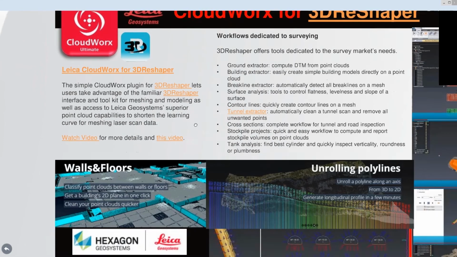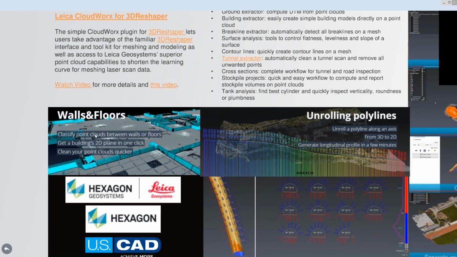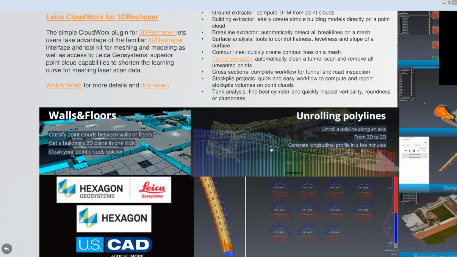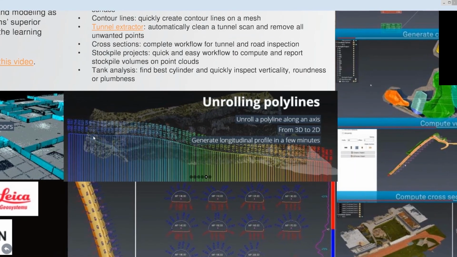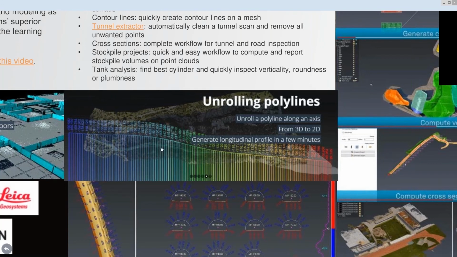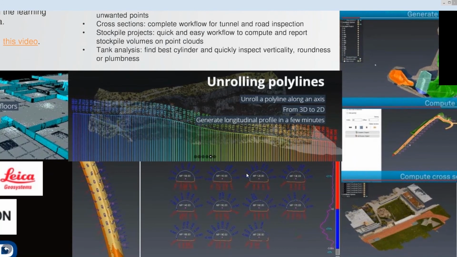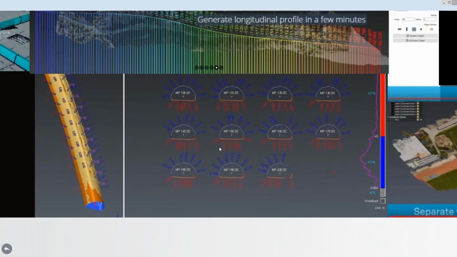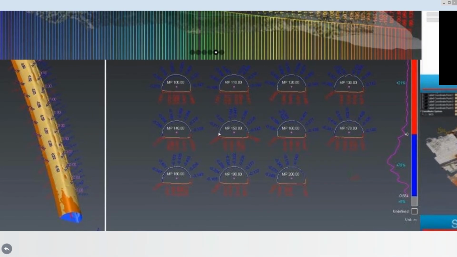Some of the things it does is it will classify the walls and doors. Remember we talked about classification. It will do that. It has this really cool feature where it will unroll. They call it unrolling a polyline, but basically it's putting a 2D or 3D line down your alignment, and then you can create a quick profile in the program. It has this really awesome tunneling tool, which will create a tunnel out of your scans if you have the scan data.